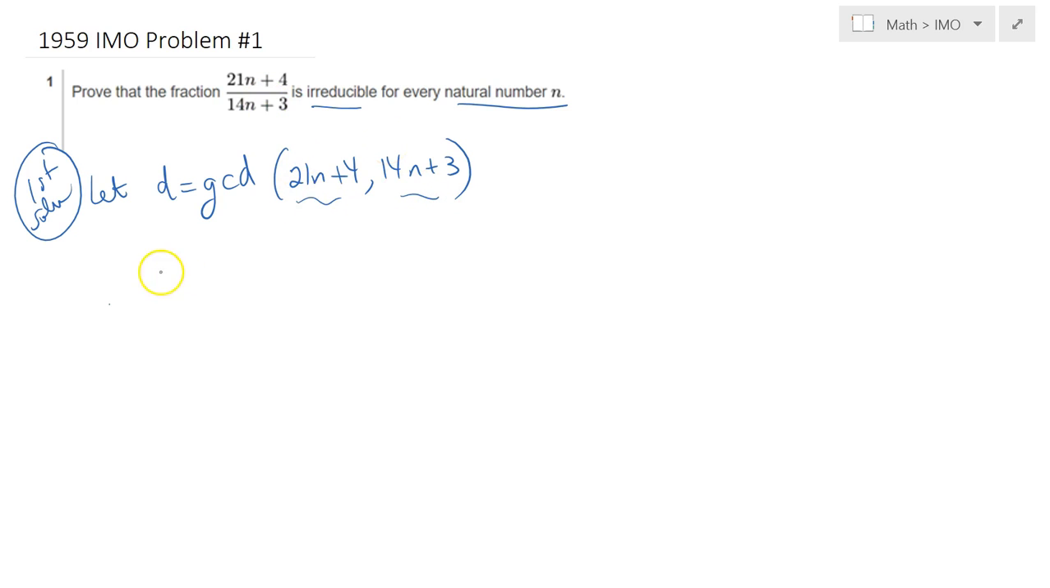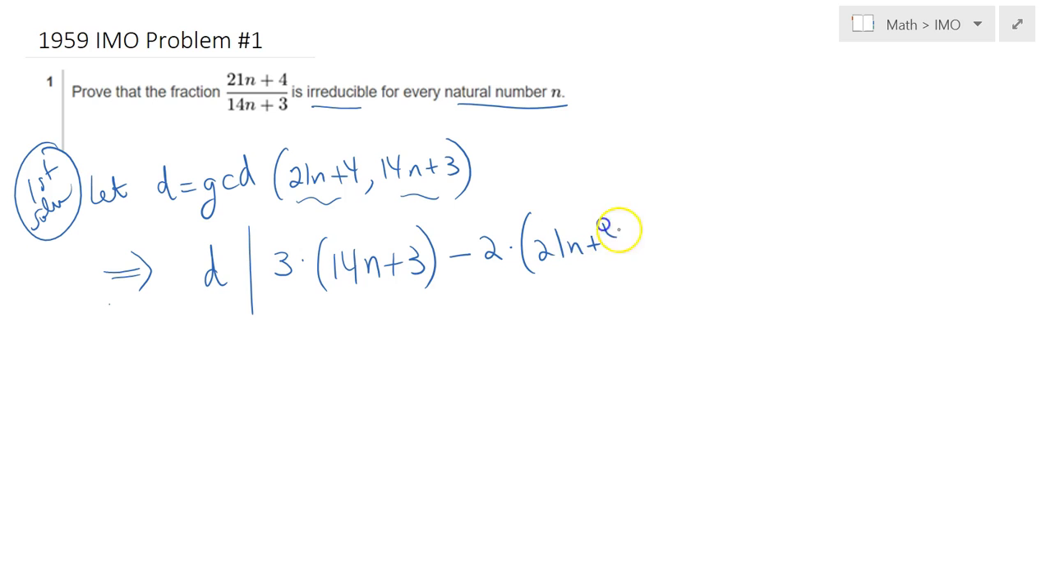it would also divide a linear combination of the two. In fact, what I have in mind is 3 times 14n plus 3 minus 2 times 21n plus 4 as well. But then if you expand these, we would get 42n minus 42n, these will cancel, so we'll get 9 minus 8, which is simply equal to 1.